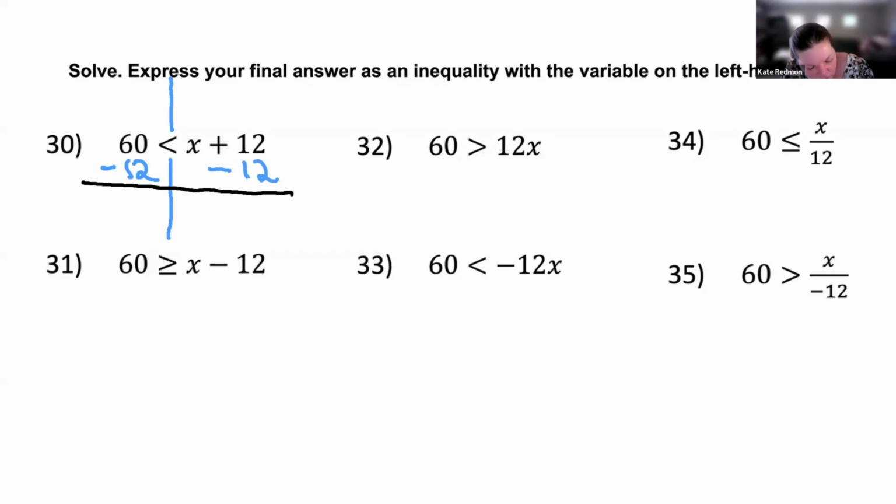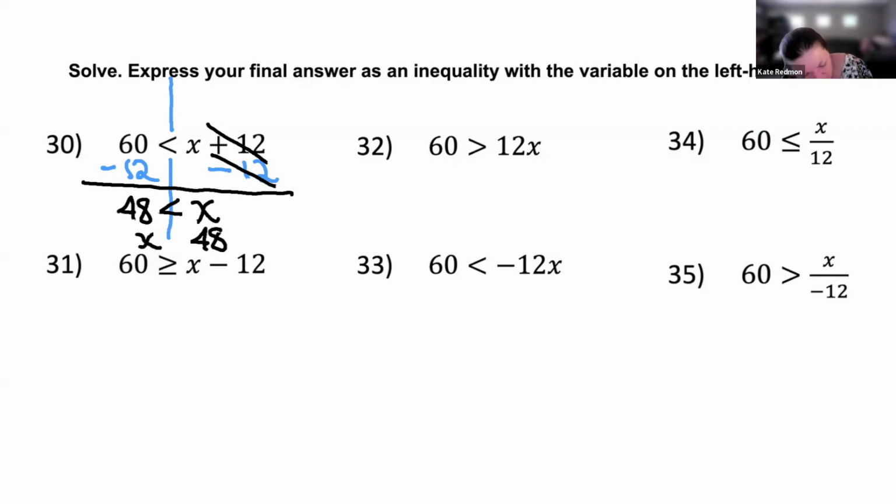60 minus 12 is 48. Subtracting never affects the inequality symbol. Adding 12 and subtracting 12 are opposites. They cancel. X is alone, just like I wanted. This is true. This is right. This is solved. X is alone. However, it's not in the standard way we usually write it. We usually write it with the letter first and the number afterwards.